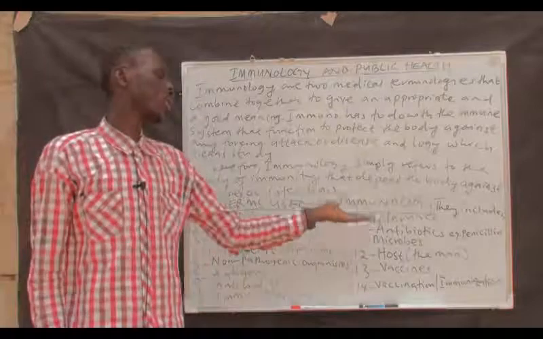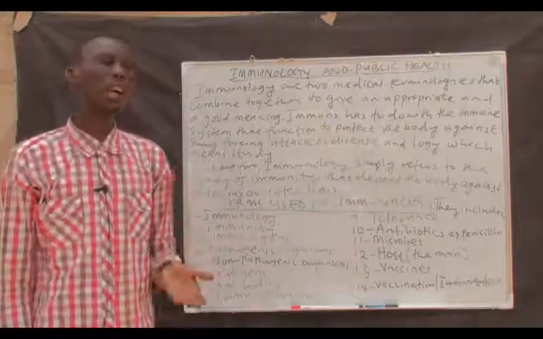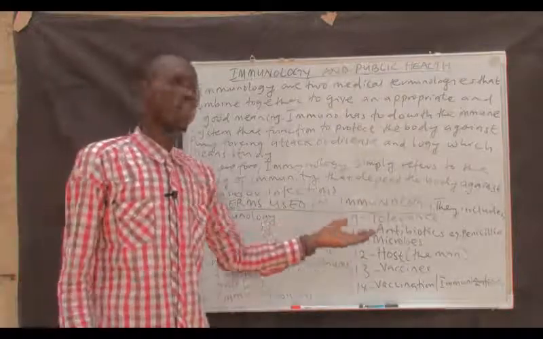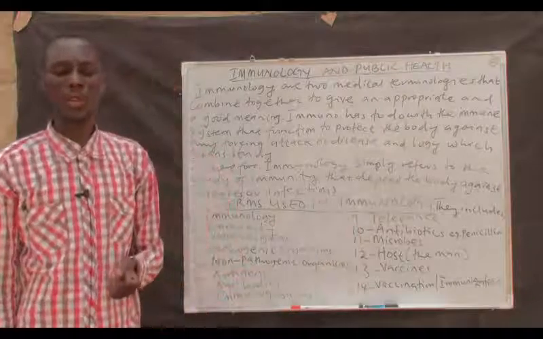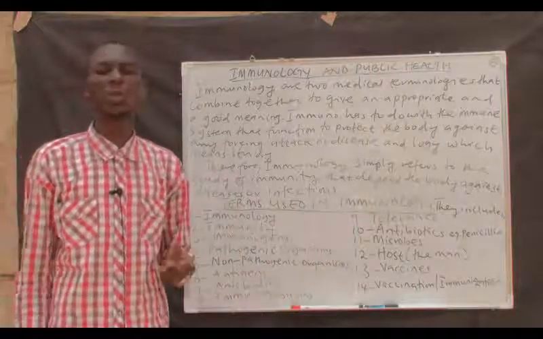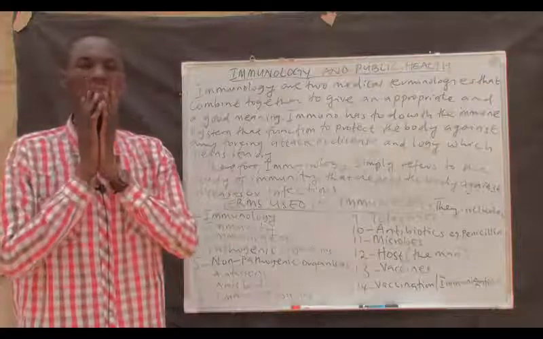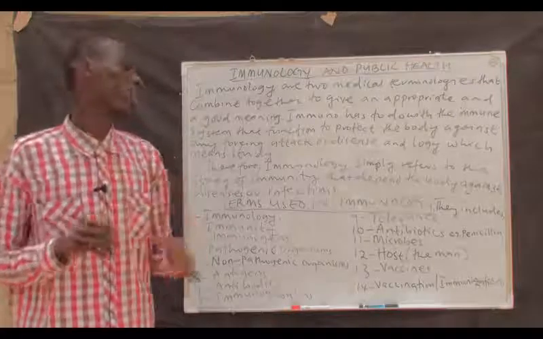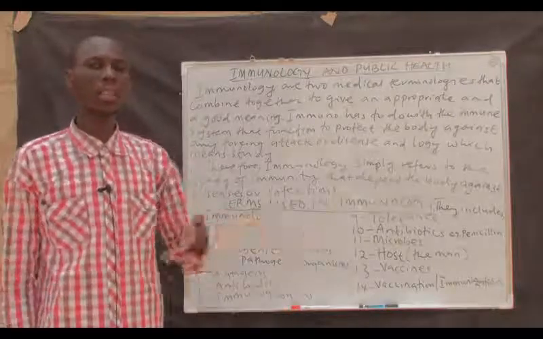Then number 11 is microbes. When we say microbes, they are also called microorganisms that cannot be seen with the naked eyes unless you use a microscope. They are too small, they are too tiny to be seen with the naked eyes unless with the use of a microscope. They include bacteria, virus, algae, protozoans and fungi.